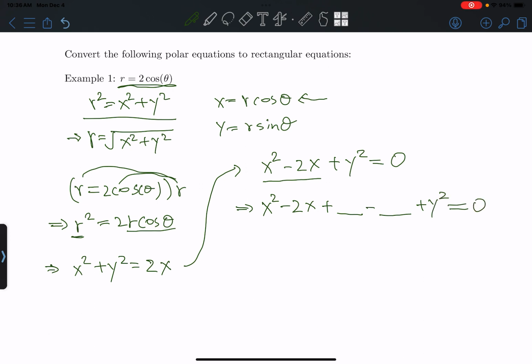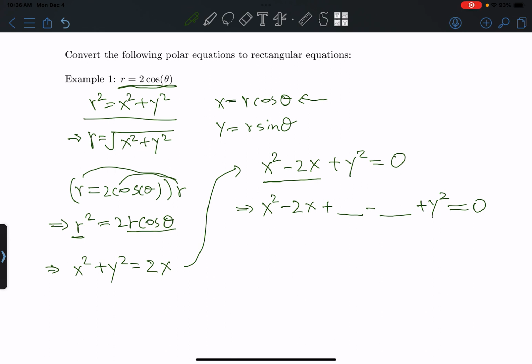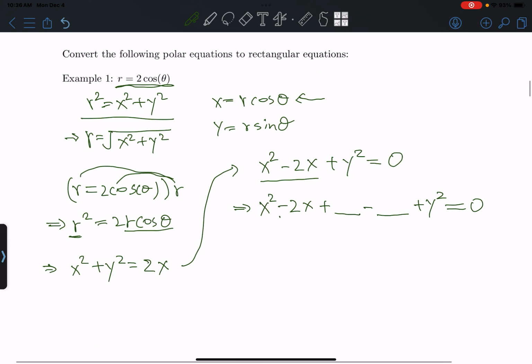Now, what is this magical number? This number is whatever is here in the middle. We're going to divide that by 2, and we're going to square that. So it's this number, negative 2, divided by 2, squared. Of course, negative 2 divided by 2 is negative 1. Squared, that is just positive 1. So we're going to add 1 and we're going to subtract 1.